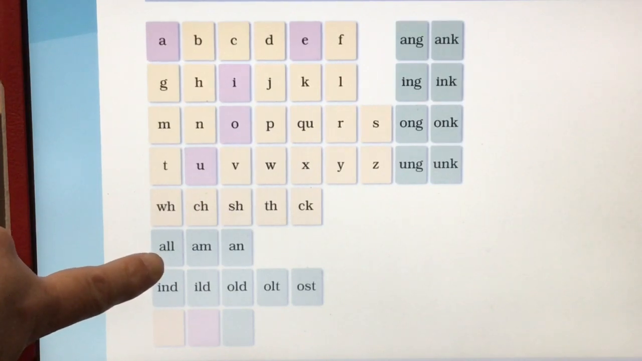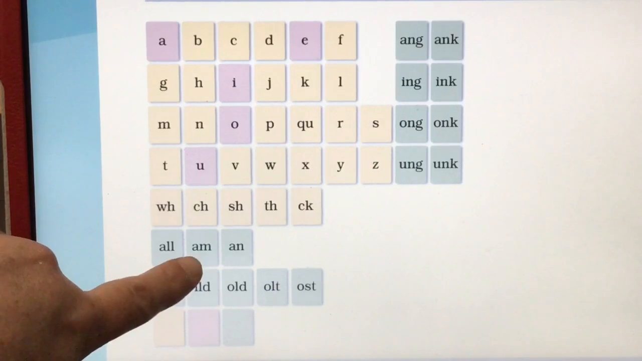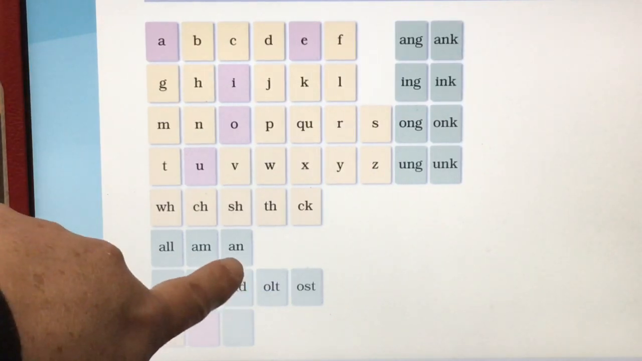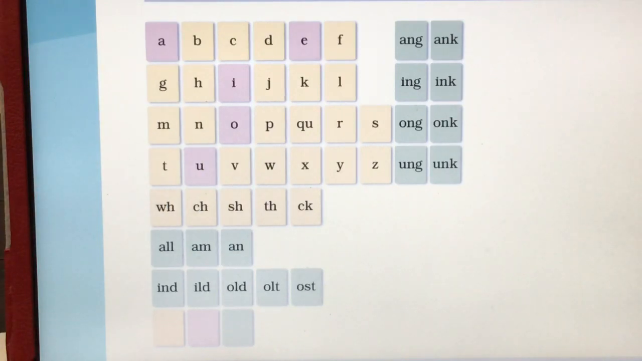A-L-L, ball, all. A-M, ham, am. A-N, fan, an. So you echoed me, right? That's exactly how we're going to do this. Let's do a few more.